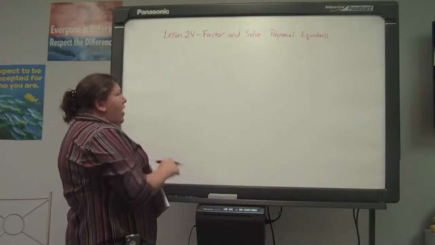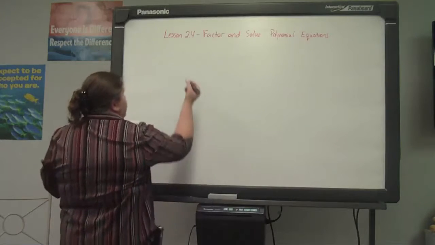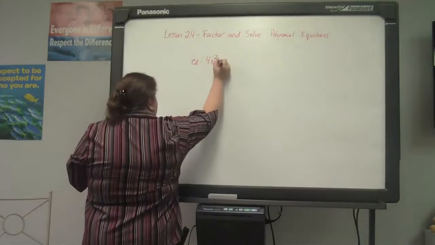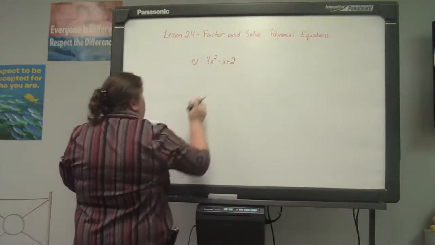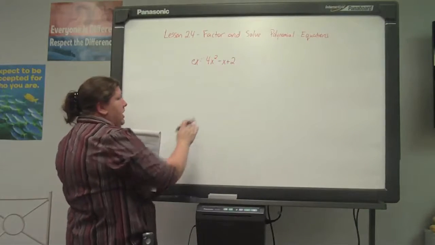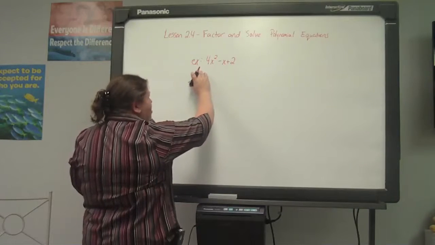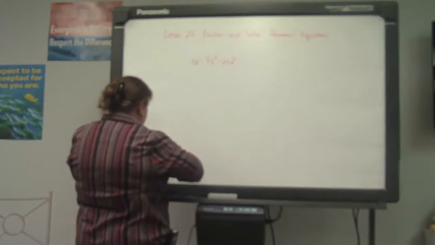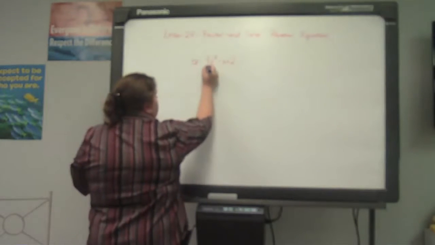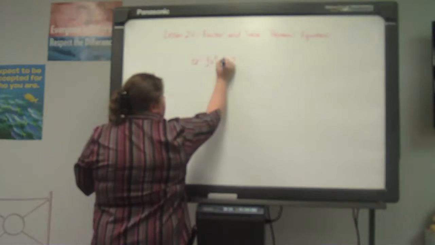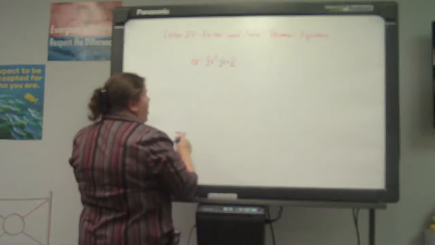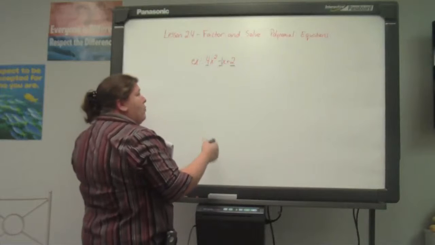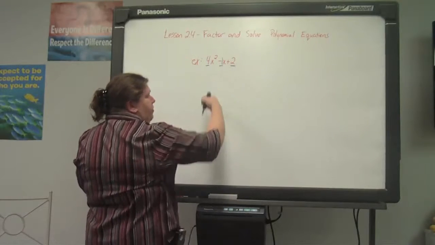lesser degrees. What that means is, an example is 4x squared minus x plus 2. When you look at this equation, there's not any whole number that can be divided into 4. Remember, just x means 1x, 1 and 2. There is not any number that can be divided into those evenly. So for that reason, this is a prime polynomial.